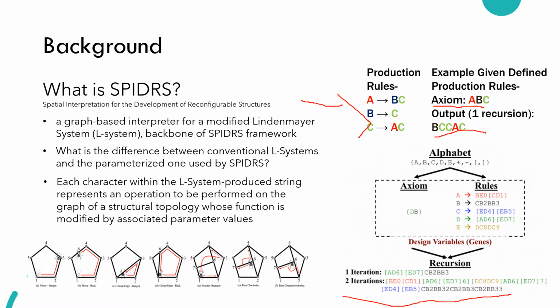And these characters in the L system string produced by SPIDERS represent an operation to be performed on the graph of structural topology. The difference between the string produced by the conventional L system versus the SPIDERS L system is that the SPIDERS L system uses not only the alphabet, but also incorporates numeric parameter values. And these parameter values modify the function of the operations performed on the graph. For example, if A represented a move operation, then SPIDERS would start here, and then the numbers associated would tell the SPIDER where exactly to move.